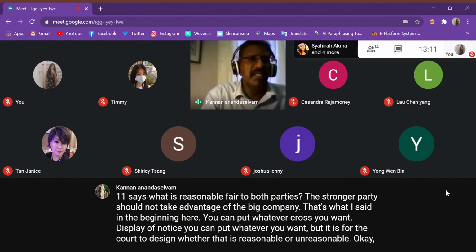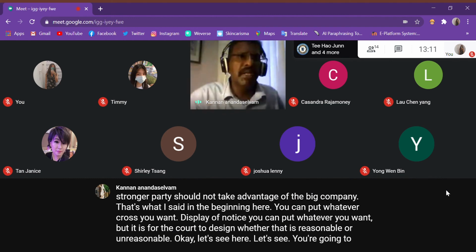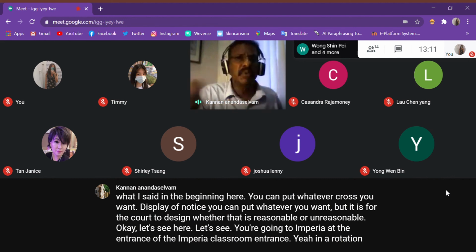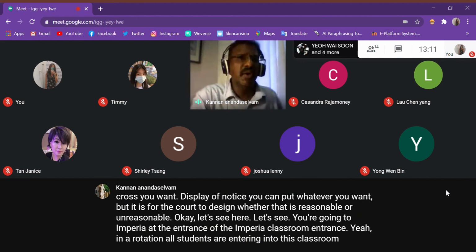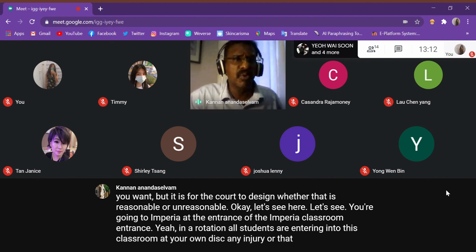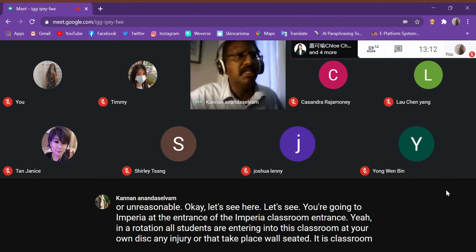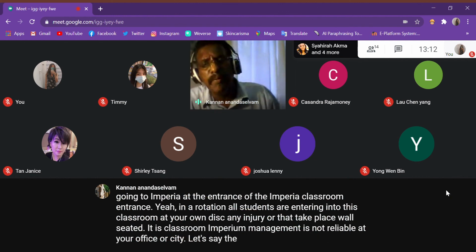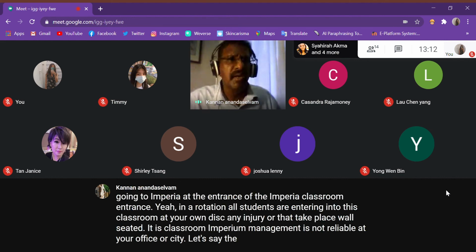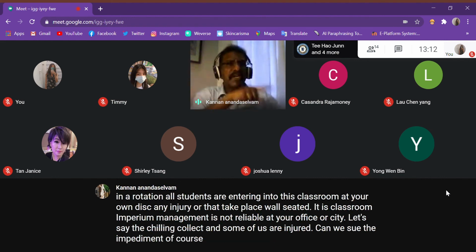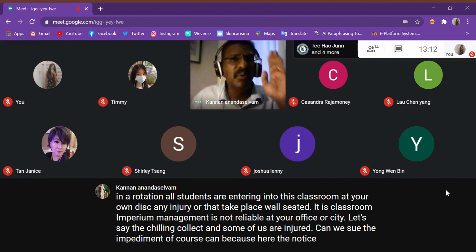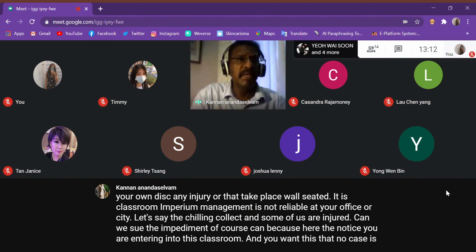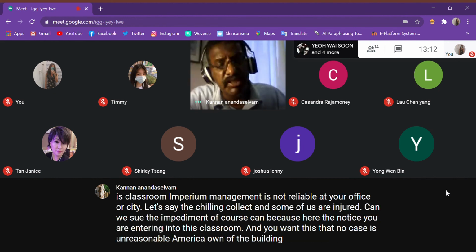Let's say you're going to Imperia. At the entrance of the Imperia classroom, a notice says all students are entering this classroom at their own risk. Any injury or death that takes place while seated in this classroom, Imperia management is not held liable. Let's say all of us are sitting, and the ceiling collapsed and some of us are injured. Can we sue the Imperia management? Of course we can, because that notice saying you are entering this classroom at your own risk is unreasonable. You as the owner of the building must make sure that the building is safe and sound for all visitors.